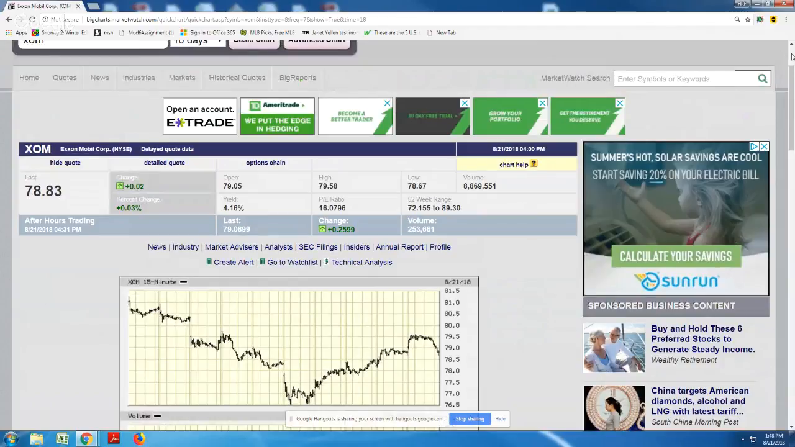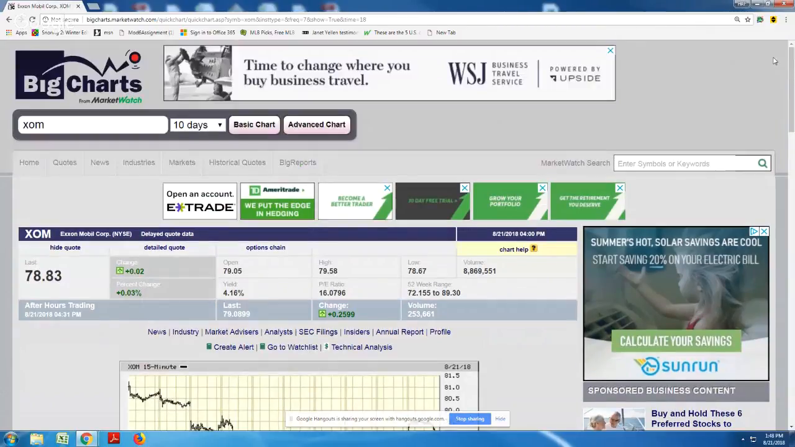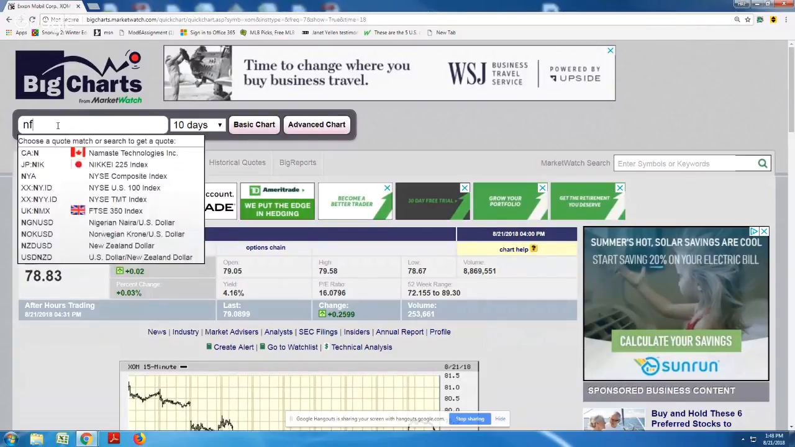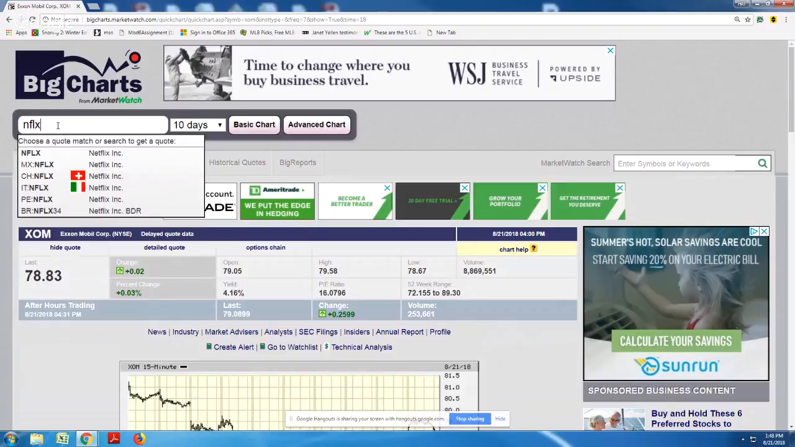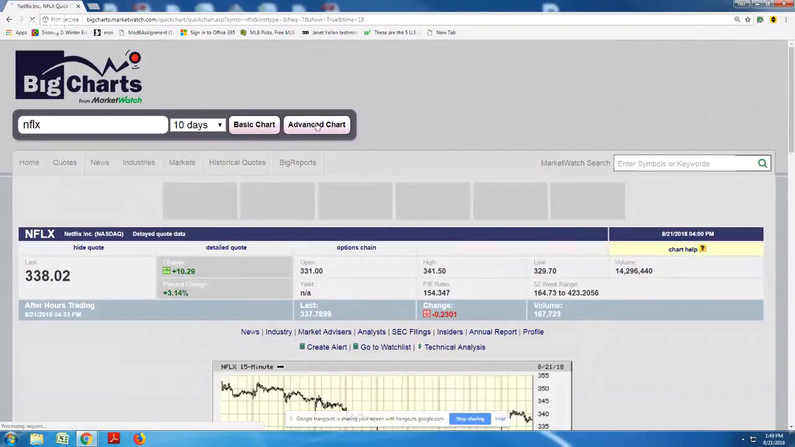Okay, that's Exxon. That's the energy sector. What else is happening? We got Netflix. Netflix was a big boomer, and then it came back down, and then today I think it had a big day for a while. Let's see what it did in the last 10 days. Let's start out with the 10-day here.